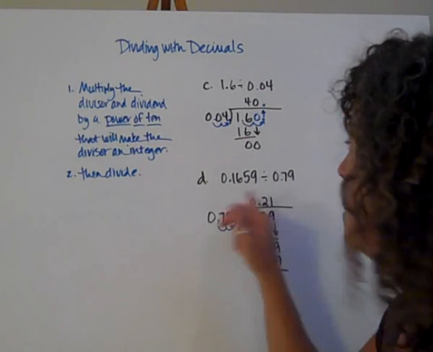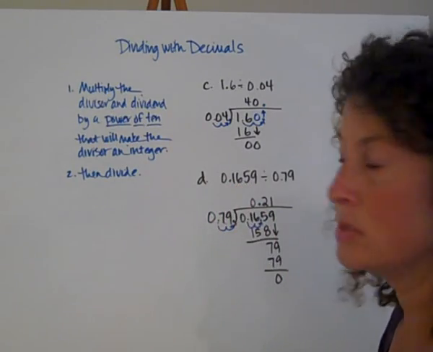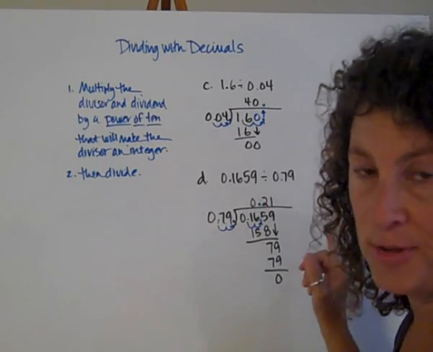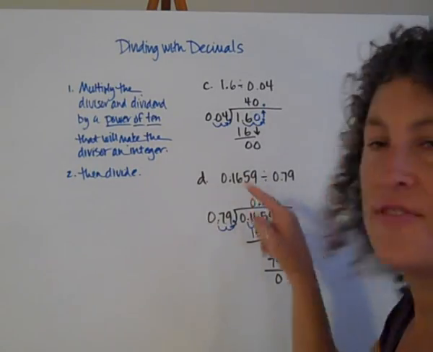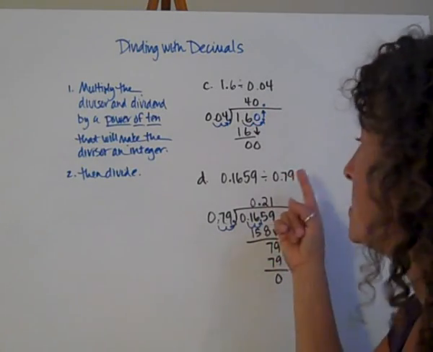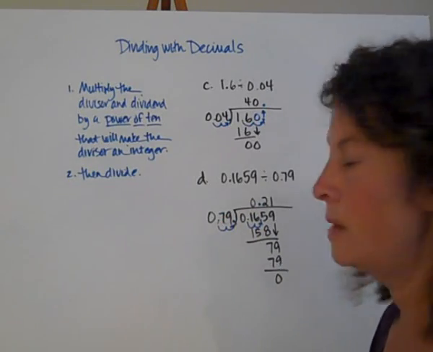One more example. We're going to do 1,659 10,000ths divided by 79 hundredths. Again, notice that first number, that's our dividend, that goes inside the box. Our second number is our divisor, that's what's really doing all the work here. That goes on the outside.